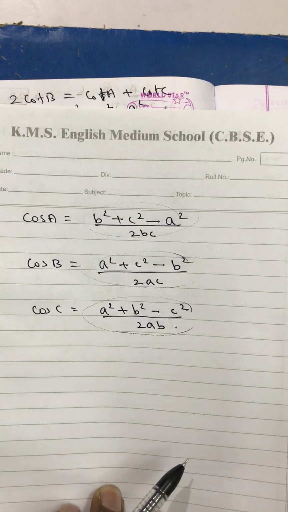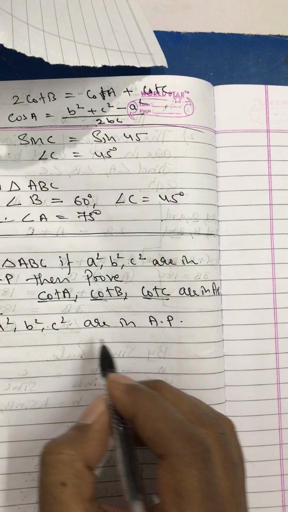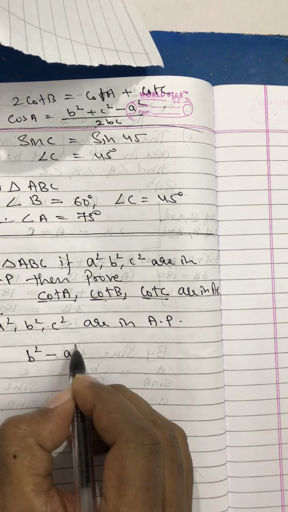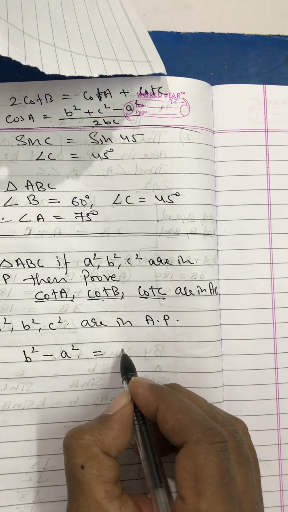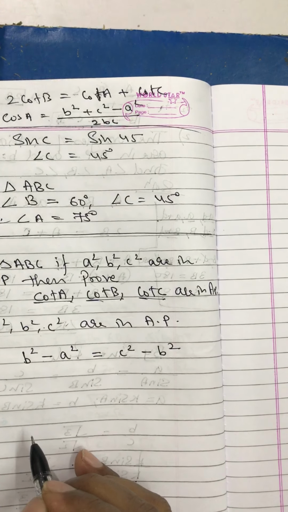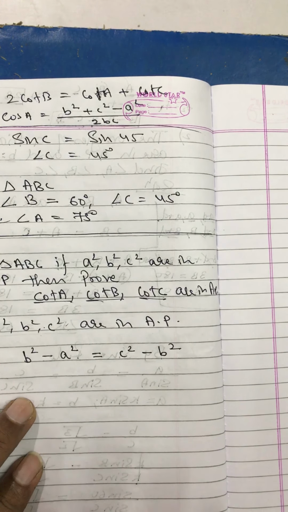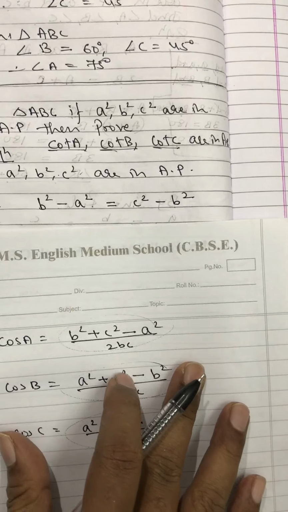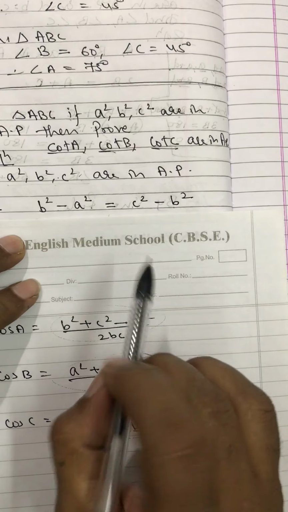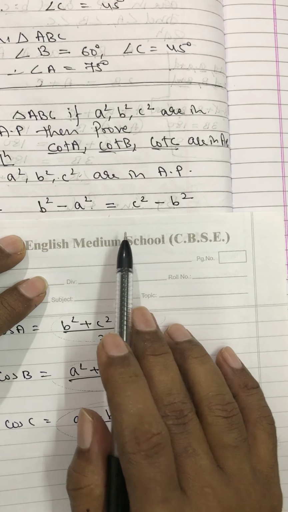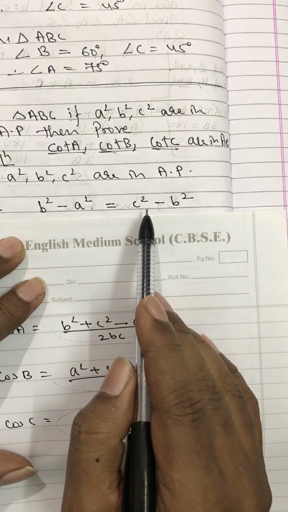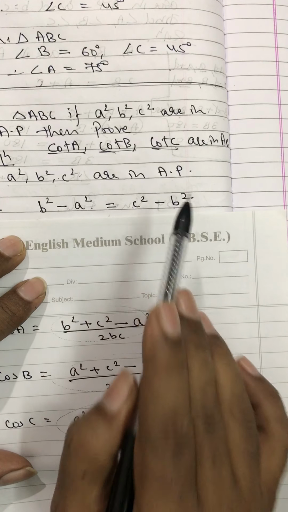So when I go for this, what do I get? See, a square, b square, c square are in arithmetic progression. Therefore, second term minus first term, b square minus a square, is equal to third term minus second term, c square minus b square. Are you getting, my dear students? So now if I think about framing this, where can I frame this? See, if I make a square alone, if I shift a square over there, what do I get? Here I'll get 2b square.